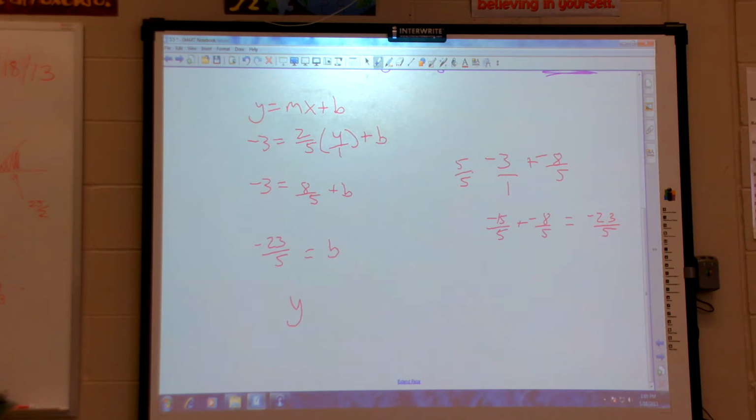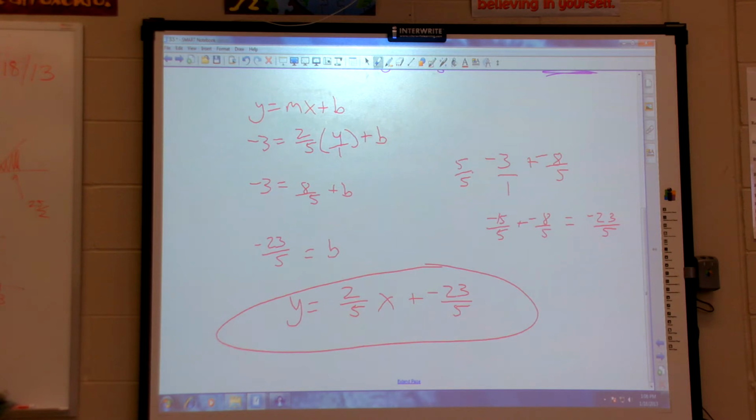So now y equals, m was 2/5, and b is negative 23/5. And since it didn't state what form, I'm going to go ahead and leave it. But if I were to change it to standard, what would I do? Subtract y down to 23. Multiply by 5. Yes? Everything gets a 5. And then make sure x is positive. Yeah?